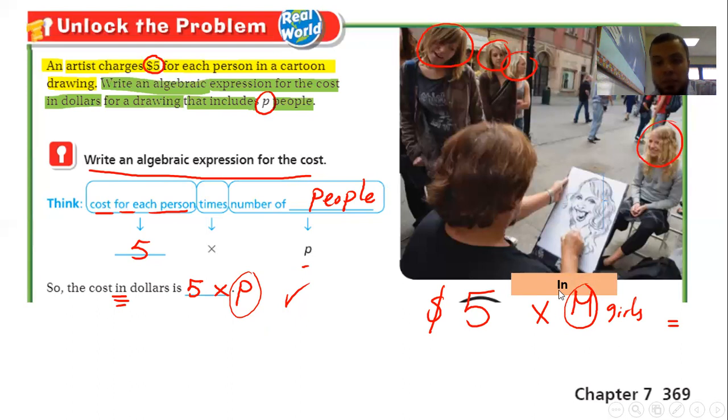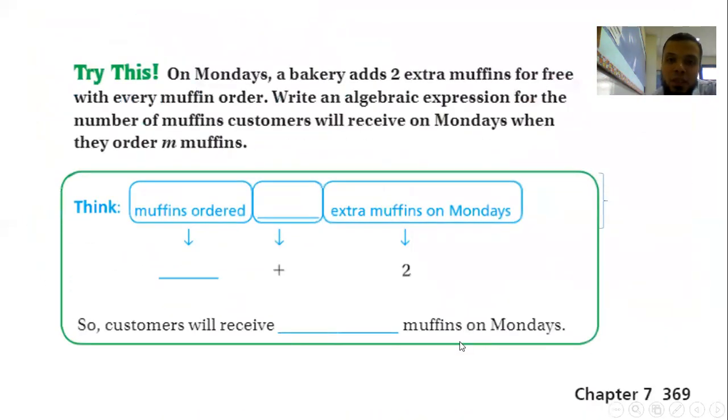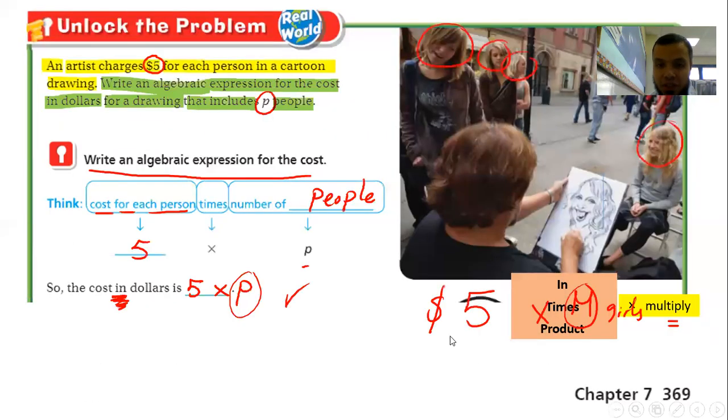All right, I hope you remember this. The word in, the word times, the word product means multiply. Don't forget, the cost in dollars equals 5 multiplied by P. All right, you can write the answers in that book. Make the video stop here, write, and then complete.